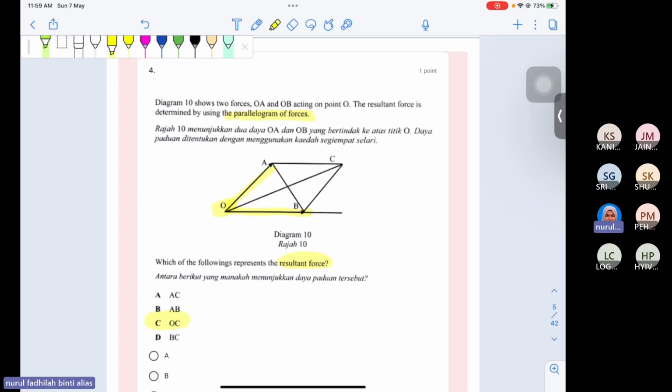Who can tell me why the answer is C? Because we use what method? What is the method used now? Parallelogram. Yes, just now we discussed the parallelogram. You just maintain the forces in the same direction, and then you draw the parallel line. Remember what I drew just now? Right?